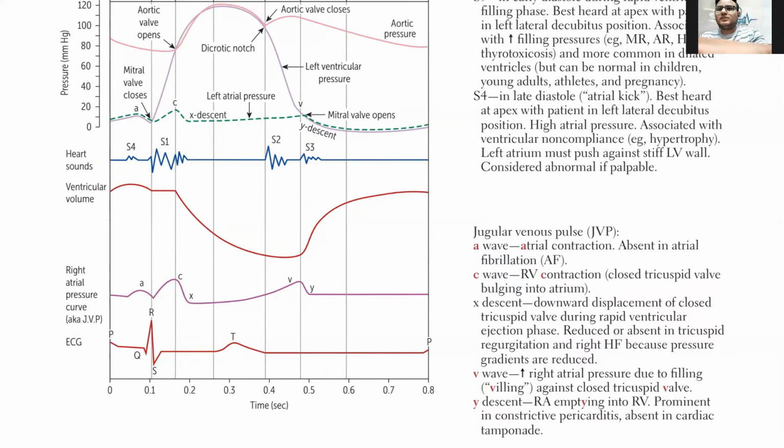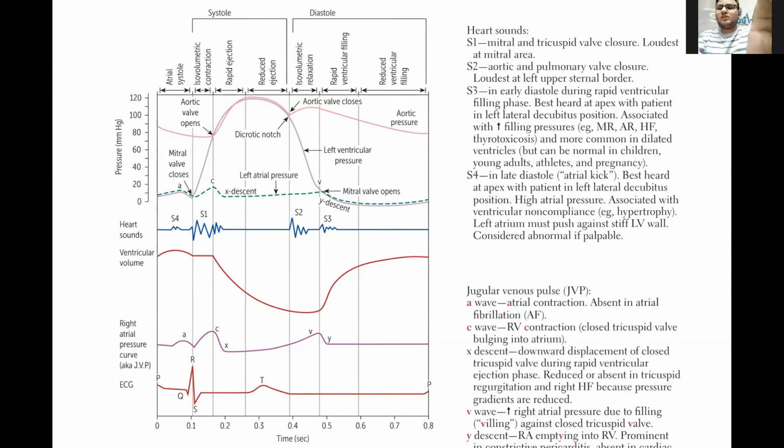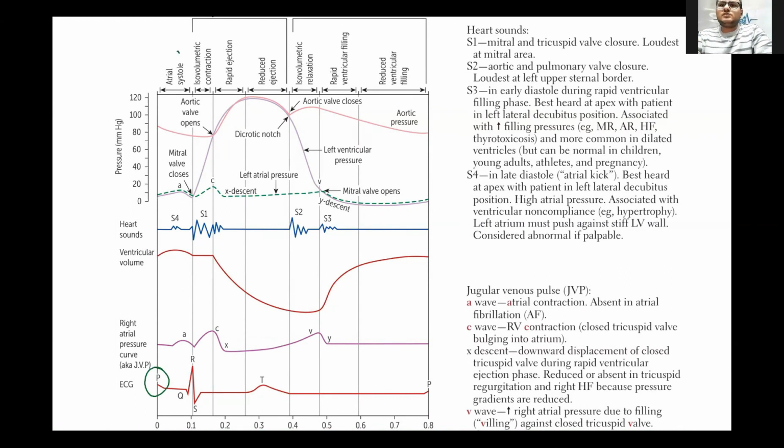First of all, you should know that we will start from the P wave. All of you know that the P wave starts when there is atrial systole. What will happen in this change? When there is atrial contraction, there will be an A wave in the JVP, the right atrial pressure. So there will be an A wave. I am pointing in green at all these phases of the atrial contraction. What will happen to the ventricular volume when there is atrial contraction? Not much change.